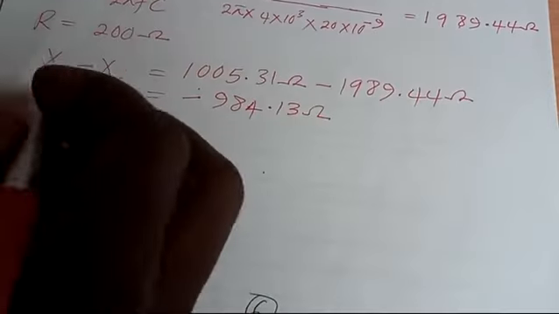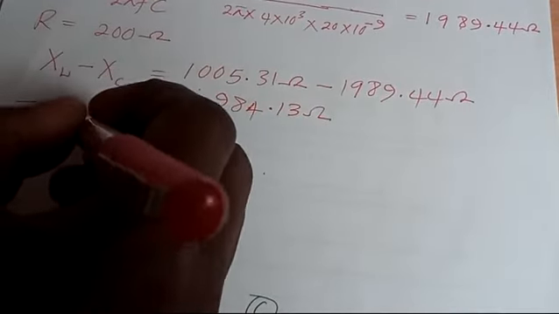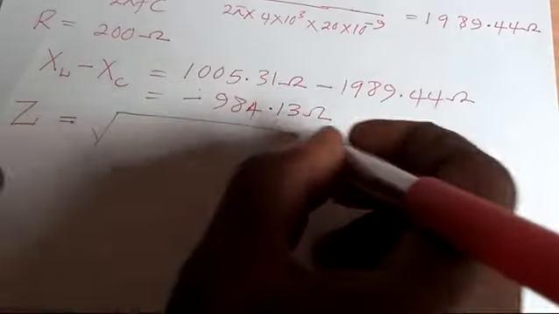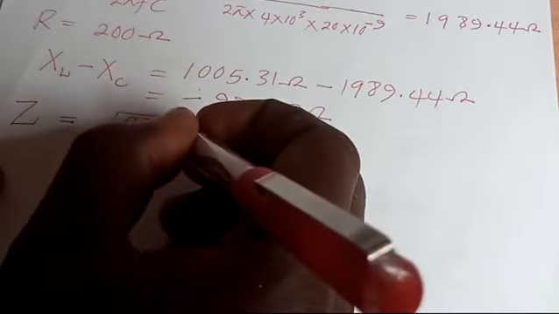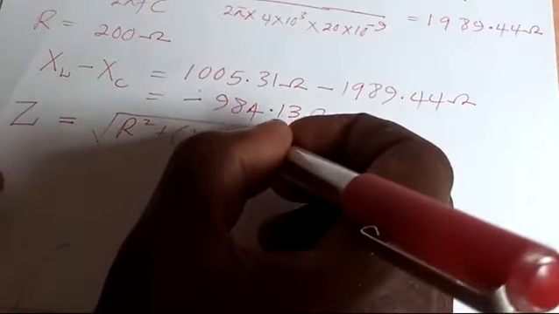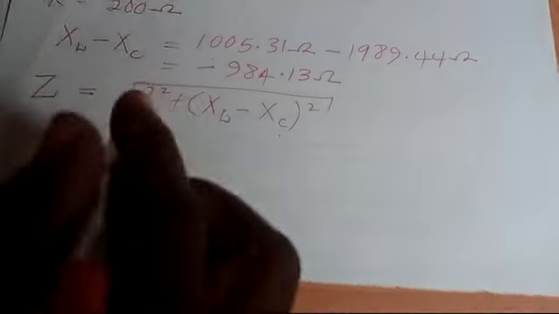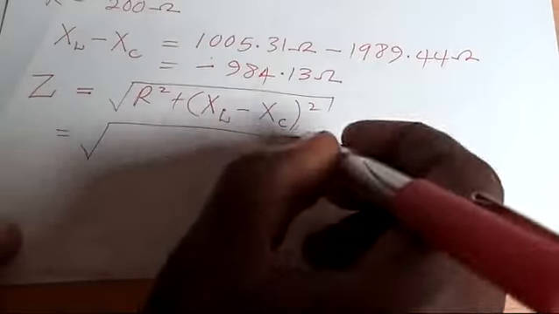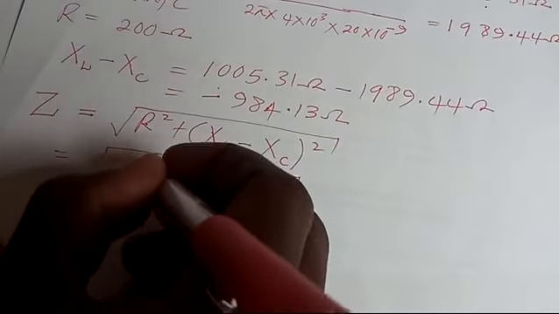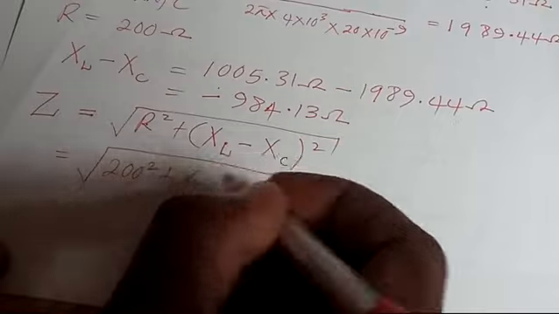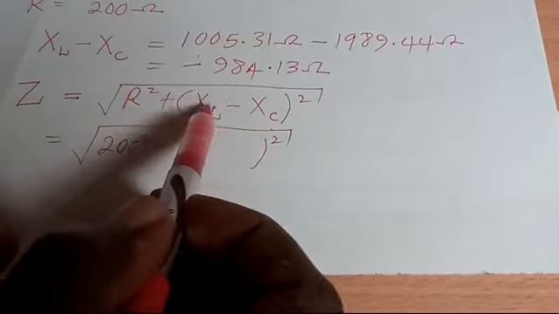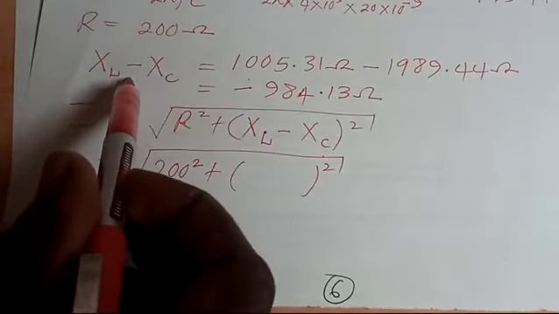Now, to get the impedance, remember the formula for impedance. When you have the R, the C, and the L in the circuit, you say Z equals the square root of R squared plus open bracket X of L minus X of C close bracket squared. Look at your R here, 200, so you put 200 squared, plus the bracket squared. What do you put inside the bracket? The difference between the two, which you have calculated here.